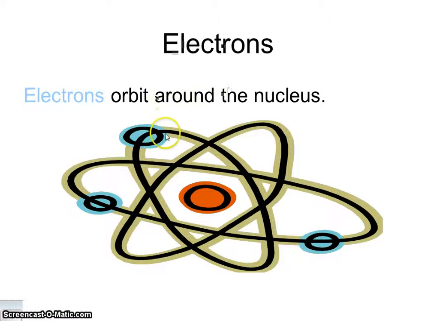Now the electrons are traveling around. The electrons can actually be removed from the atom. If you remove one of those electrons, then your atom is going to become positively charged. When you are looking at the simulations, that's something you're going to want to remember.